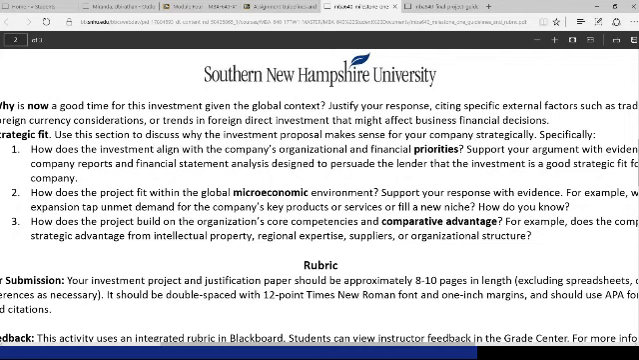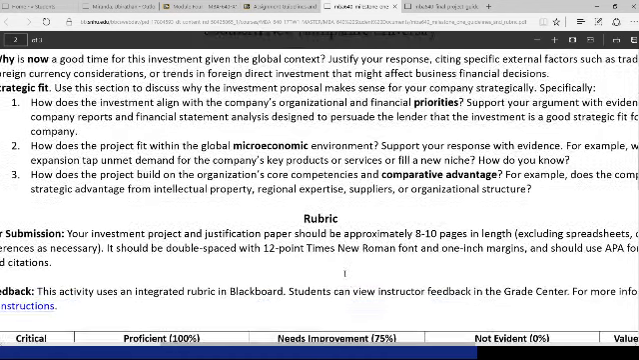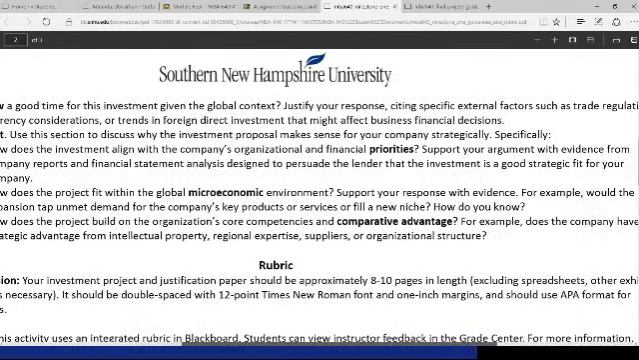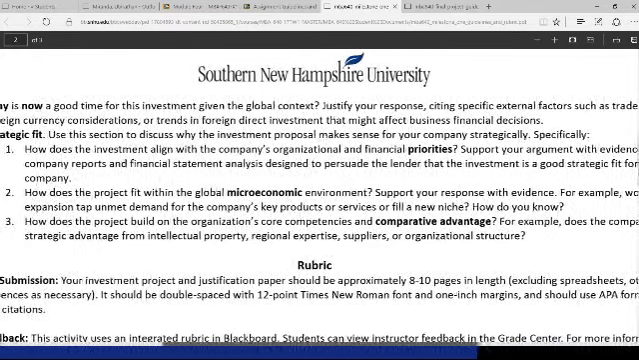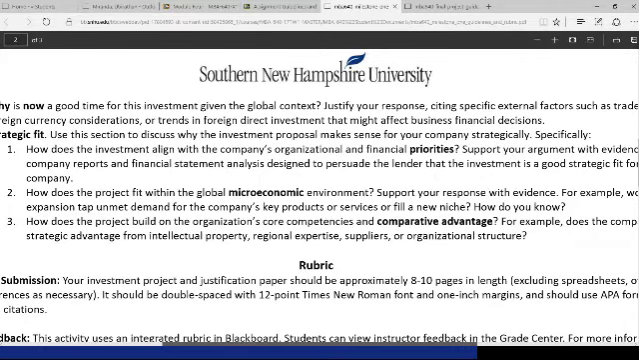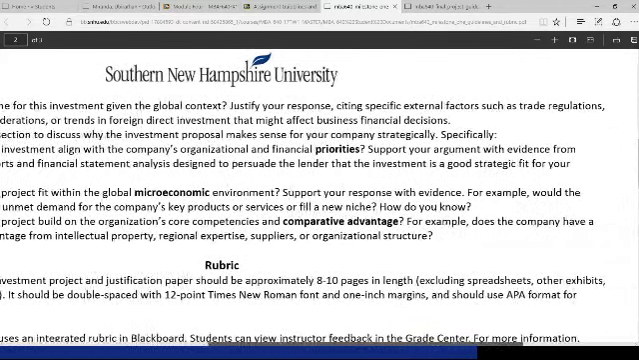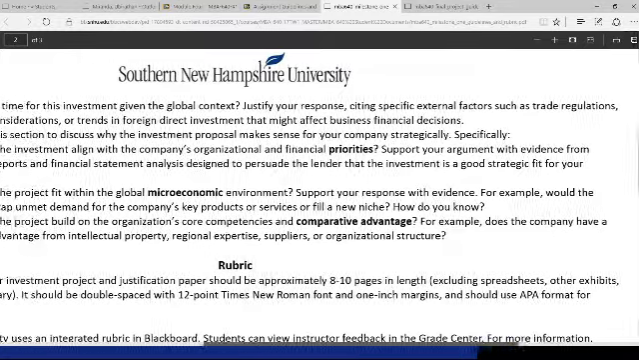Well, they're going to come back at you and say, hey, where did you get your MBA from? A Cracker Barrel box? They're like, no, you give us financials. You prove to us using our own reports, the company reports. And also, how does the project fit within the global microeconomic environment? Support your response with evidence. For example, would the expansion tap unmet demand for the company's key products or services or fill a new niche? How do you know?